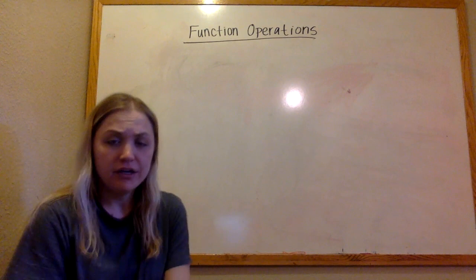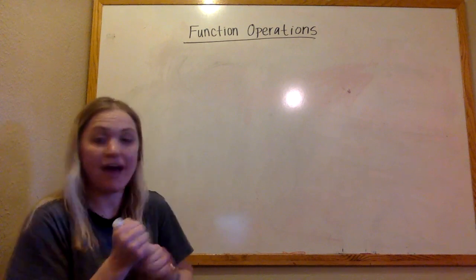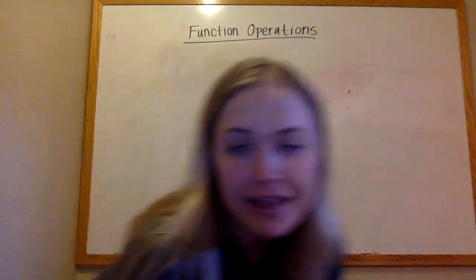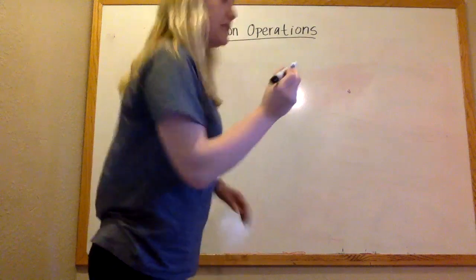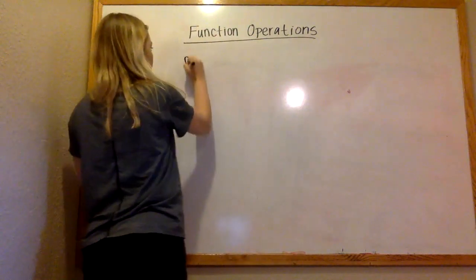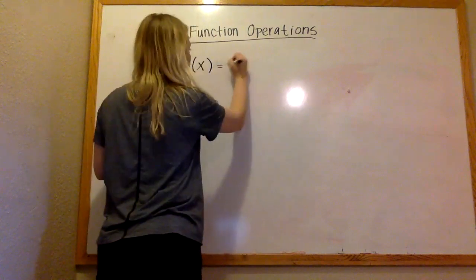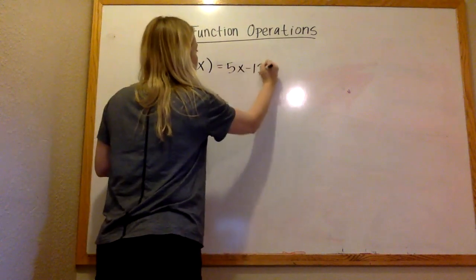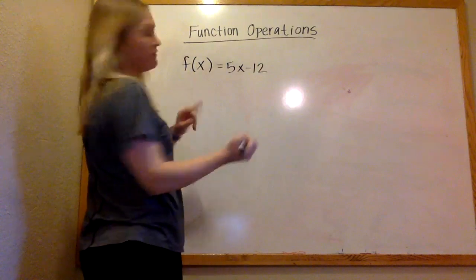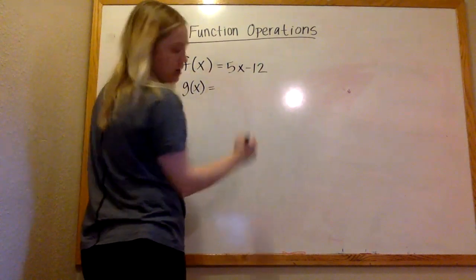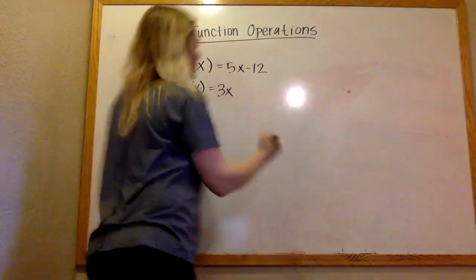So I want to have you, first of all, on your notes today, title it function operations, and then I'm going to put down two functions for you to write down. So the first one is called f of x. So we've got f of x equals 5x minus 12. And then the second function you're going to write down, g of x equals 3x.